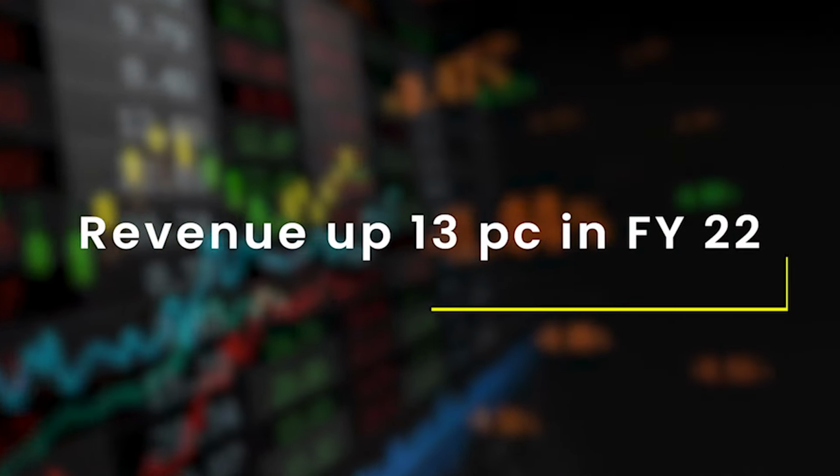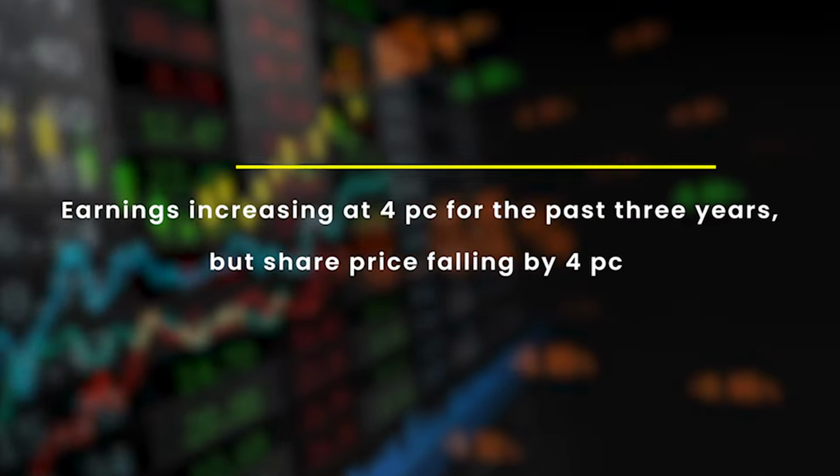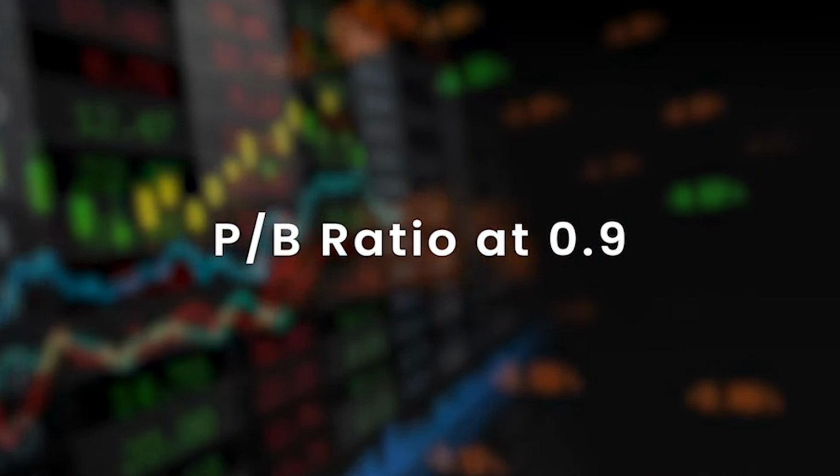Anyway, Cochin Shipyard's earnings for 2022 are not too impressive. Their revenue only went up by 13%. However, over the last 3 years, their stock price has gone down by 4%, but their earnings has gone up by 4% every single year, indicating that there is an opportunity here. If you take a look at their PB ratio, it's at about 0.9 versus 1.9 for the industry. So this company is quite significantly undervalued.